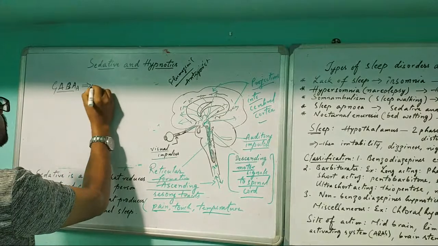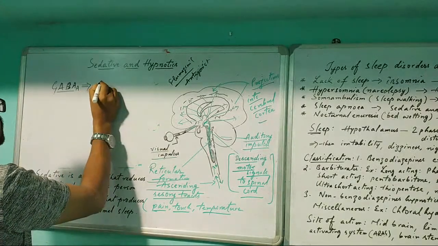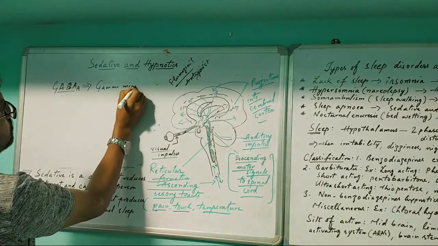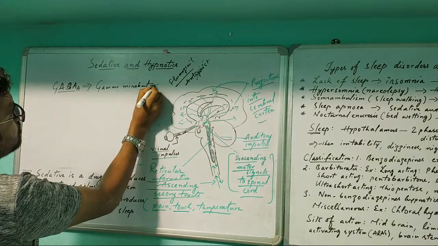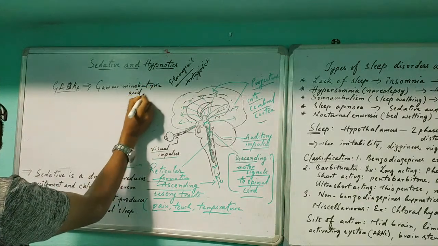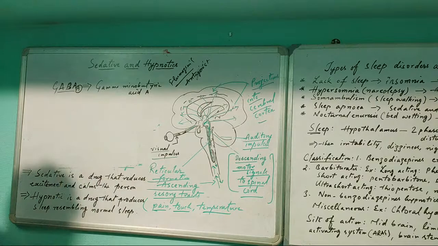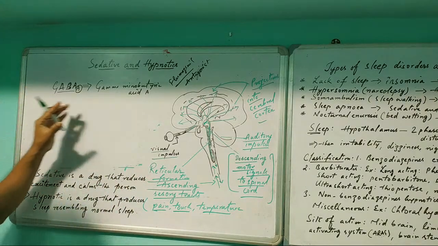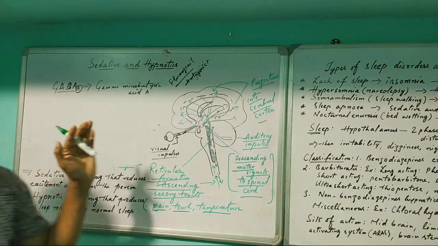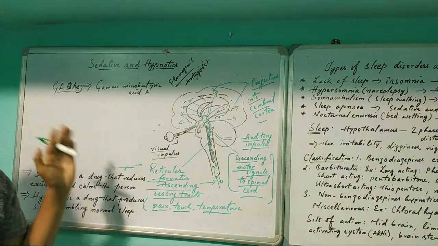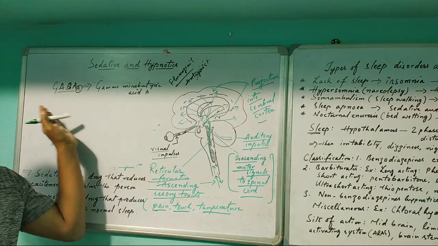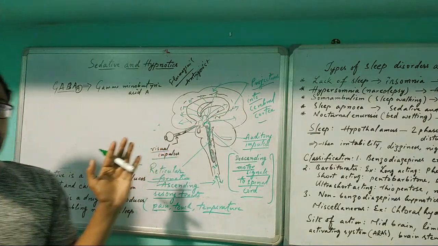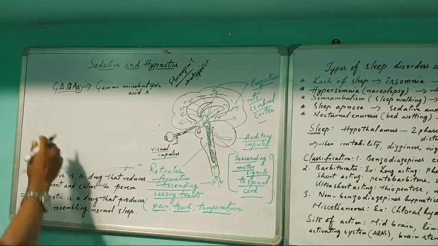Its full form is gamma aminobutyric acid. There are two types of GABA receptor, GABA A and GABA B. GABA A is ionotropic, meaning it is related to ion channels. It is binding with ion channels, and GABA B is metabotropic, meaning G protein coupled receptor. So here we need GABA A.